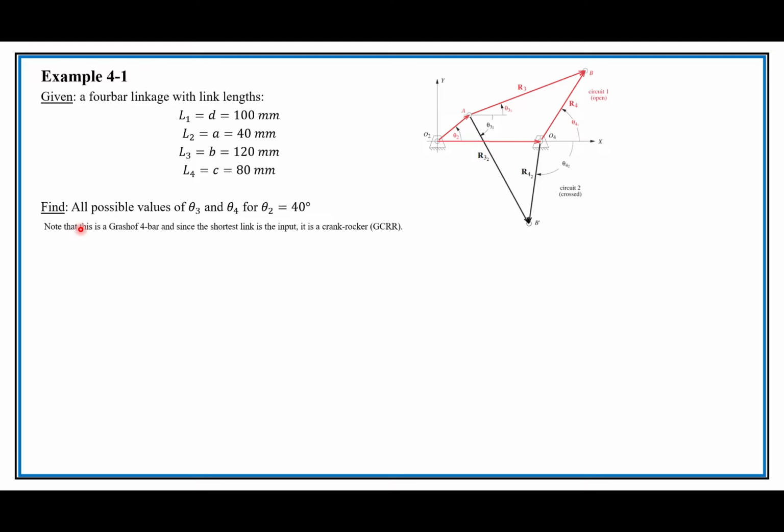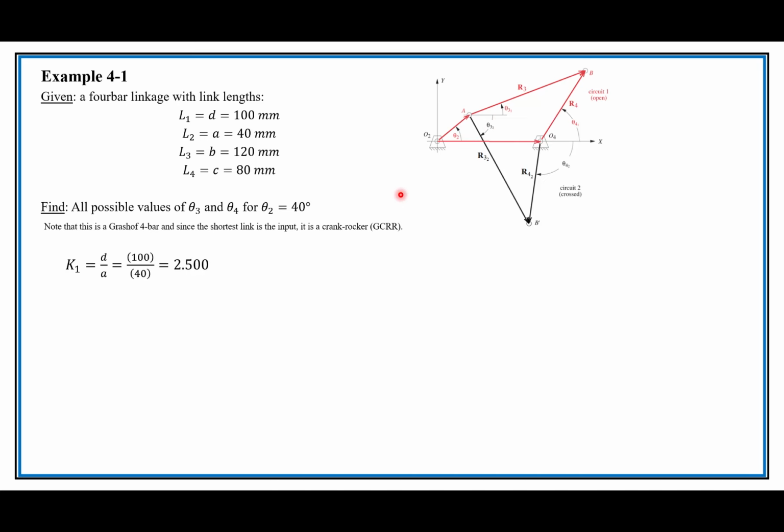This is example 4.1 that's in the text. The ground is 100, the crank is 40, the coupler is 120, and the rocker is 80. And we want to find theta 3 and theta 4 when theta 2 is at 40 degrees. And we want to find both the open and crossed versions. So they're showing a preview of what this thing looks like up here.